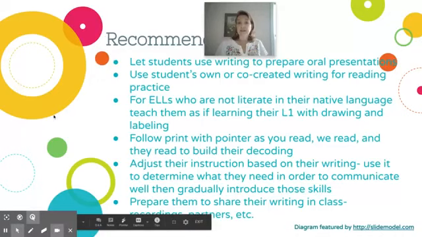Use students' own or co-created writing for reading practice. Don't use a book, don't use baby books. Let them read their own words. The buy-in and the compellingness of it and the ownership of it, the pride comes through.